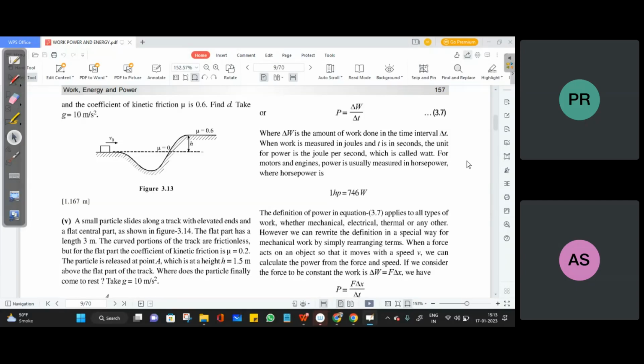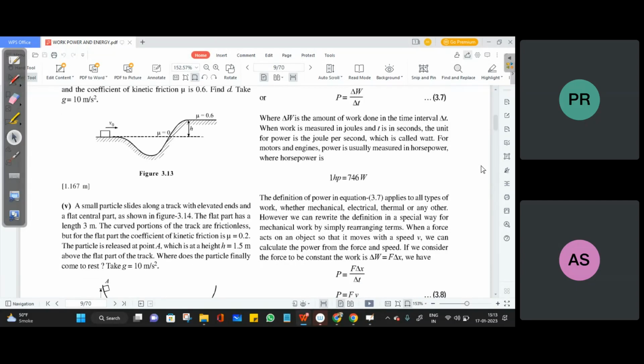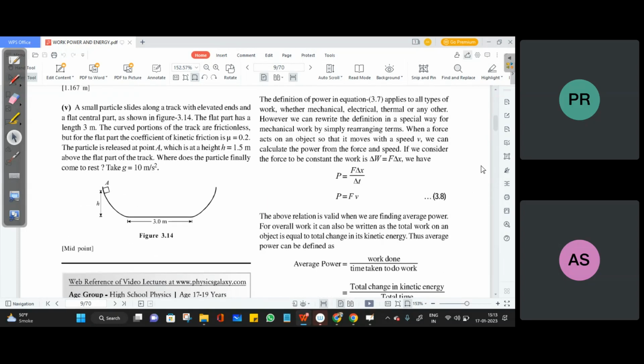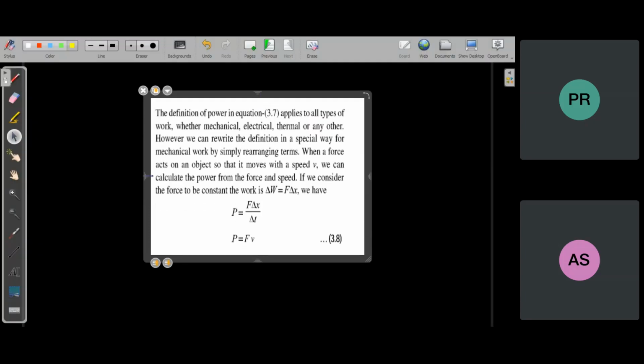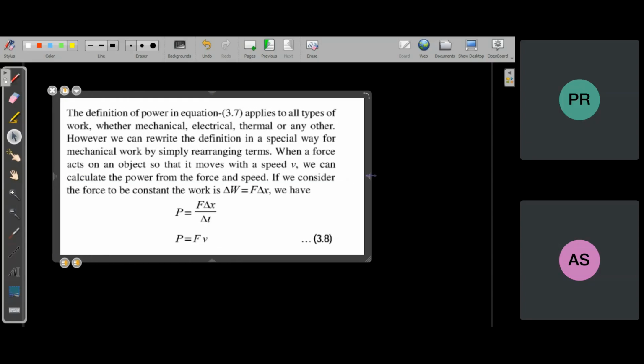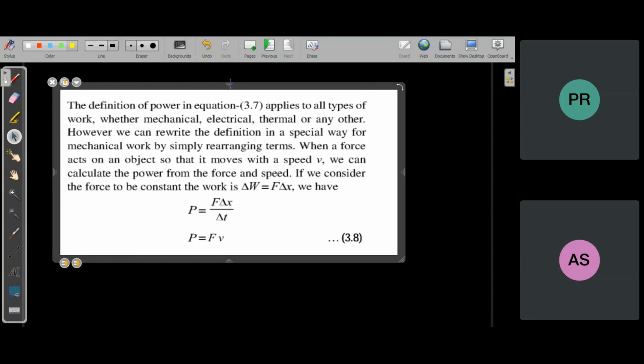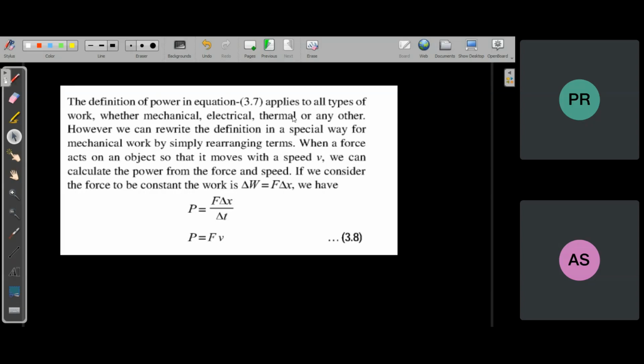Now the definition remains the same. It is the rate of doing work. So at any instant, if you find the rate of doing work at that particular instant, then it becomes the instantaneous rate of doing work, which is instantaneous power. Same as average velocity in a small time interval. Instantaneous power means, yes, for instantaneous, the time interval you have to take very small, infinitesimally small.